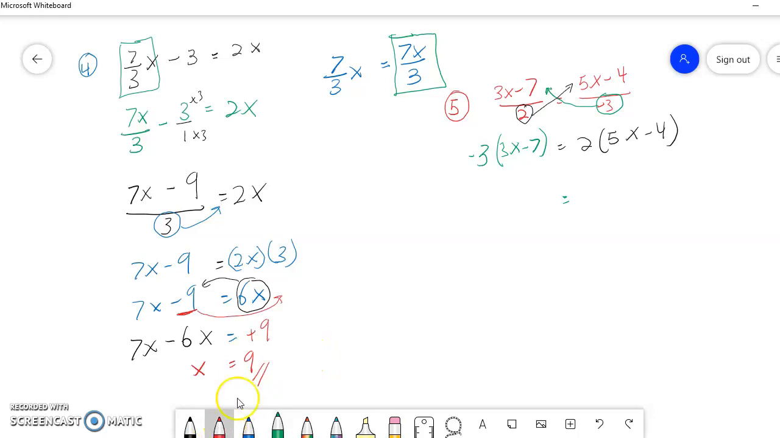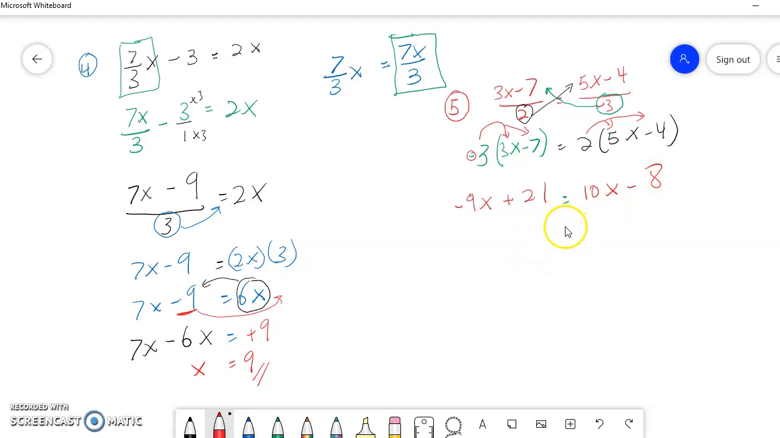Now we multiply both sides. Negative 3 multiply here and here. These two, the same thing, multiply with 5x and negative 4. Please don't forget the negative sign over here. Now we have negative 9x plus 21. Minus minus becomes plus. 2 multiply with, sorry, 5x, you get 10x. And here is a negative 8.